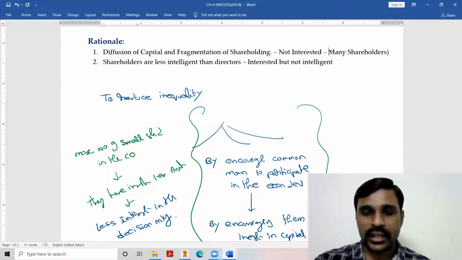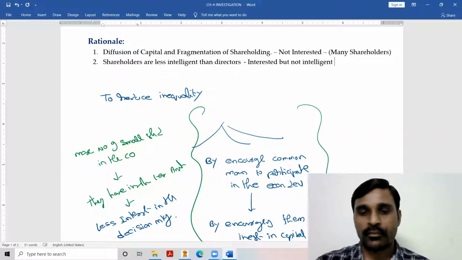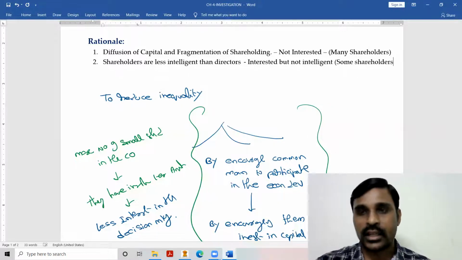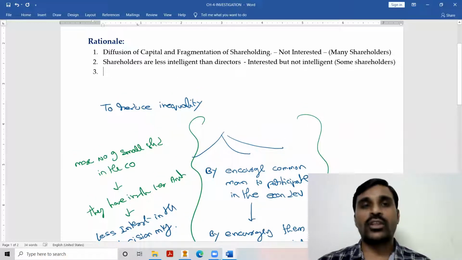Some shareholders are interested, but they are not intelligent enough. Therefore, they have been convinced by the director's decision.